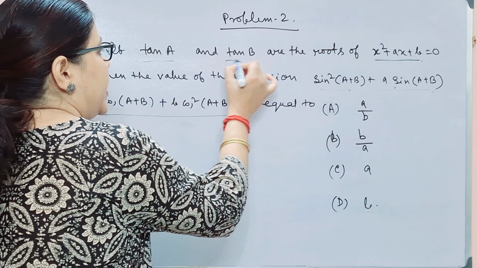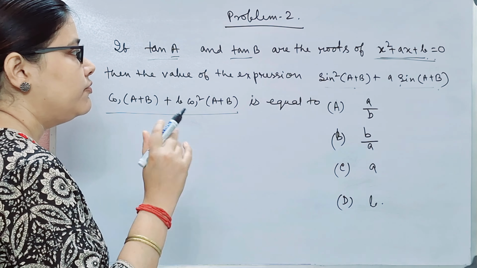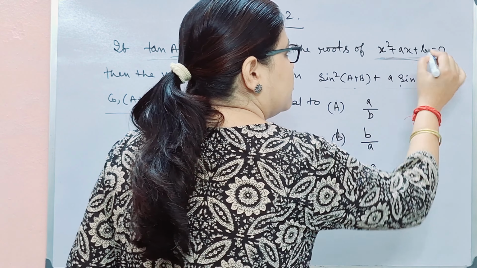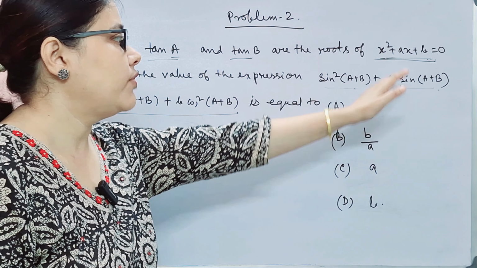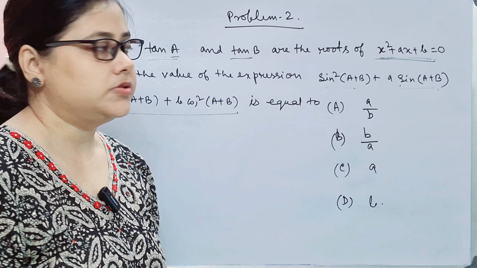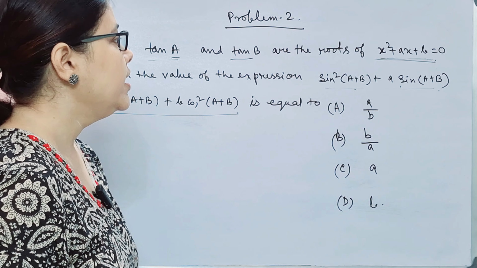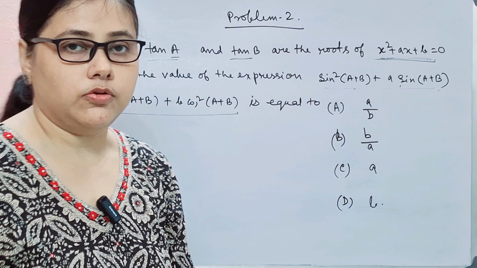Now we will have to put two different values of tan A and tan B, because if we put the same value of tan A and tan B, there will be one equation and we cannot solve one equation to find the value of A and B. So we need two different equations to find the value of A and B. So we will have to put tan A, tan B, two different values.